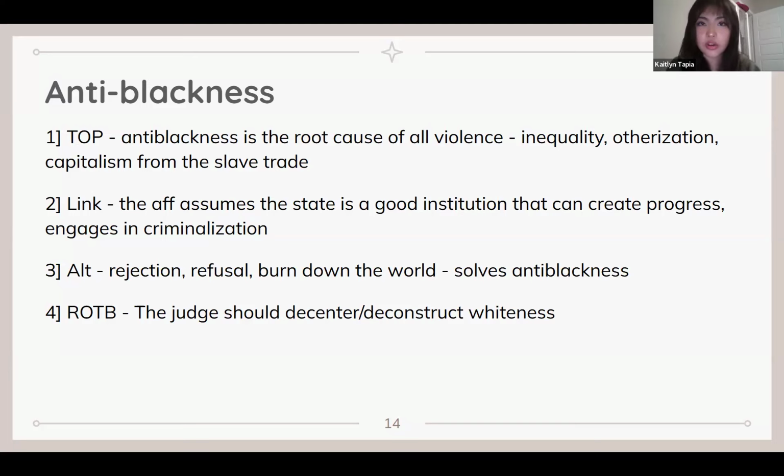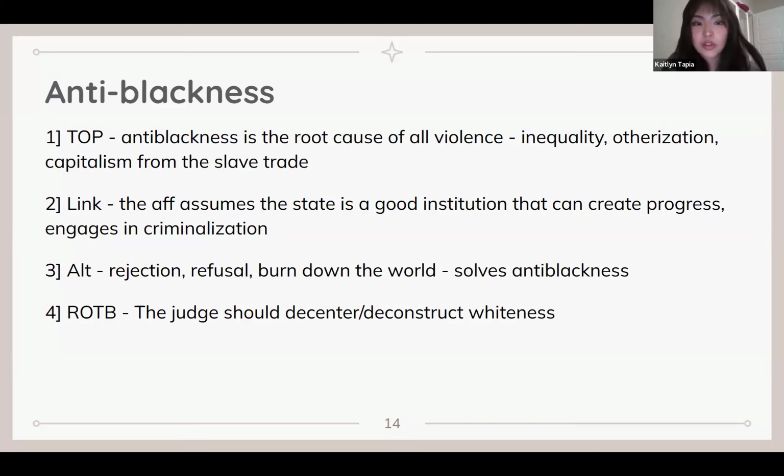So any of the links that worked for the settler colonialism K or the cap K could technically also work for the anti-Blackness K, but for this specific shell, we use the example of the AF assuming that the state is a good institution that can create forms of progress and liberation, or it engages in some form of criminalization, right? And so the theory of power would say that the criminalization of Black folk in the United States is very much prevalent. We can see this in the prison industrial complex as well as the military industrial complex with the war on terror, the war on drugs, etc.